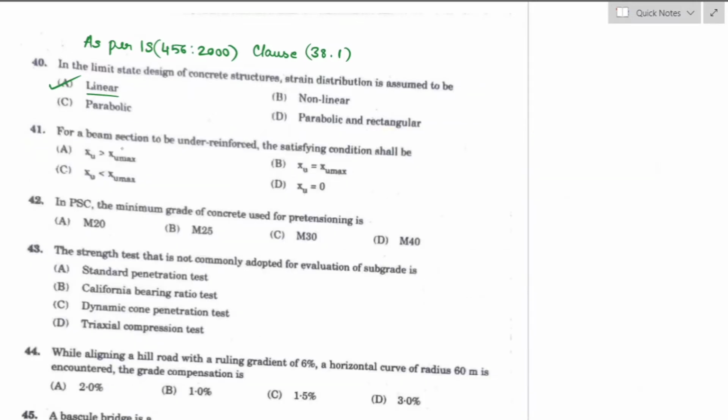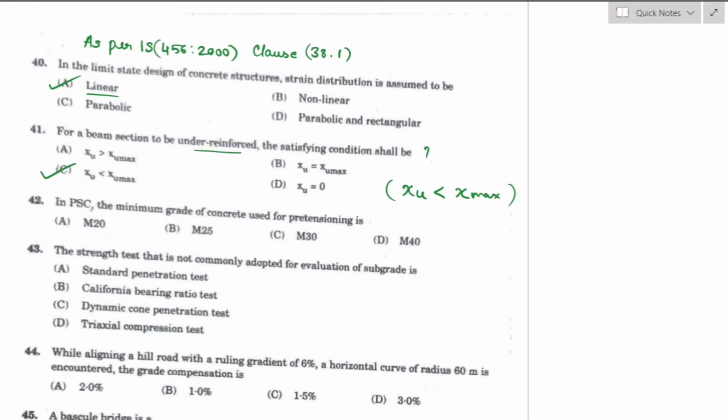Question number 41. For a beam section to be under reinforced, the satisfying condition shall be. Reinforced concrete beam section in which steel reaches yield strain at lower loads than the load at which the concrete reaches failure strain are called under reinforced section. So for under reinforced section, the ultimate depth is less than limiting depth, that is maximum depth. So option C is the right answer.